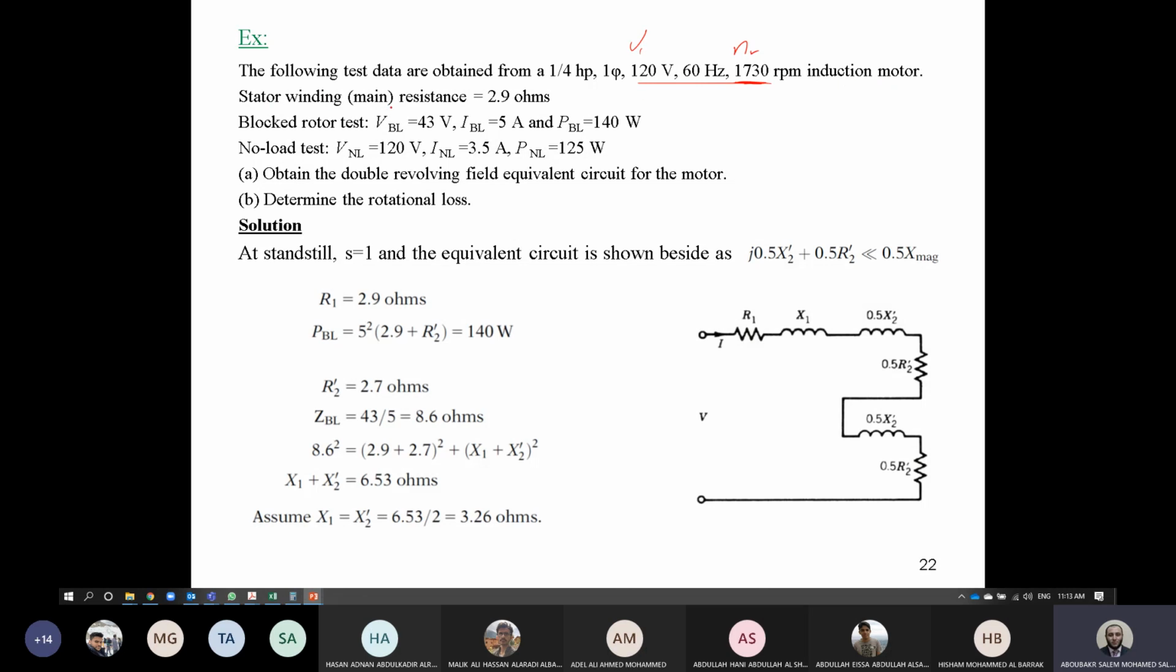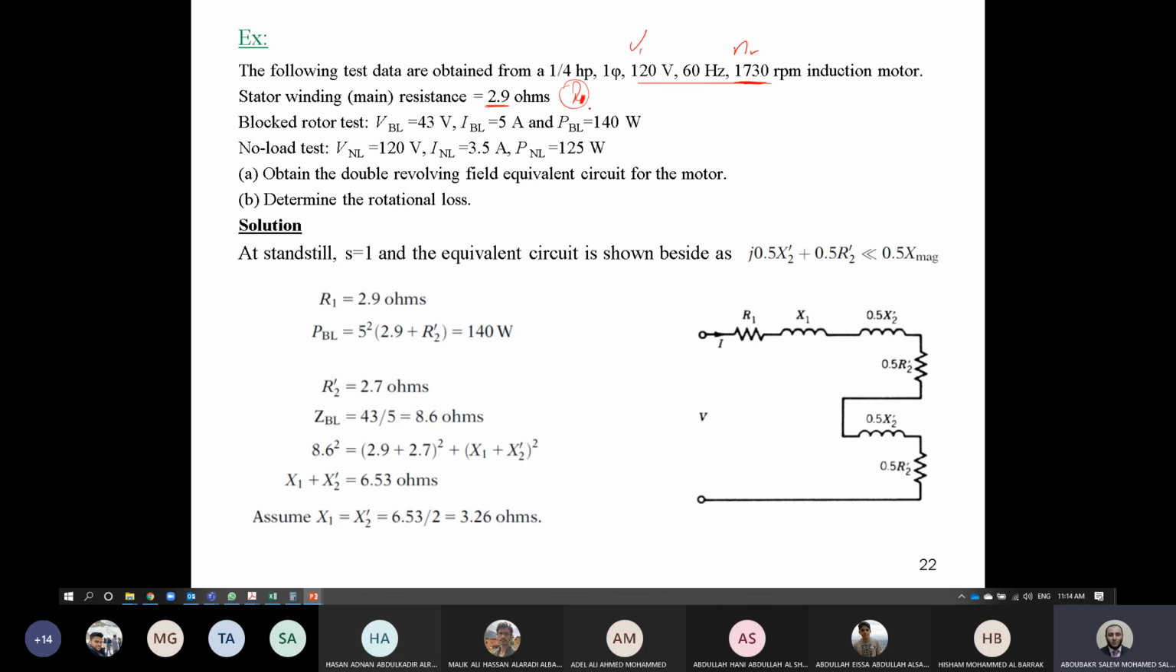Stator winding main resistance, which is R1, is given. So R1 of the motor is already given without the tests because it can be measured using an ohm meter. The same as what we made in parameter identification of DC motors, guys. The armature resistance, we could measure the armature resistance by means of an ohm meter. And the same here is for induction motor.